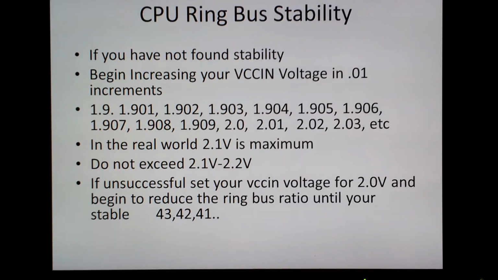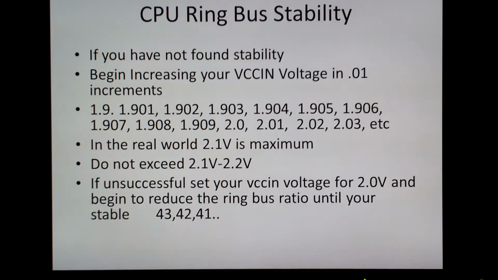I don't believe for a 4.4 gigahertz overclock any more than 2 to 2.1 is going to help you whatsoever. You'll be dropping your ring bus ratio before you find stability in that voltage range. So if you cannot boot up and stress test, basically leave your CPU ring voltage at the 1-to-1 ratio and keep increasing your VCCIN voltage until you can find stability.